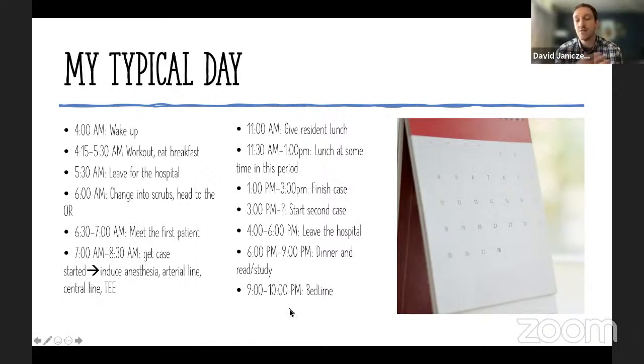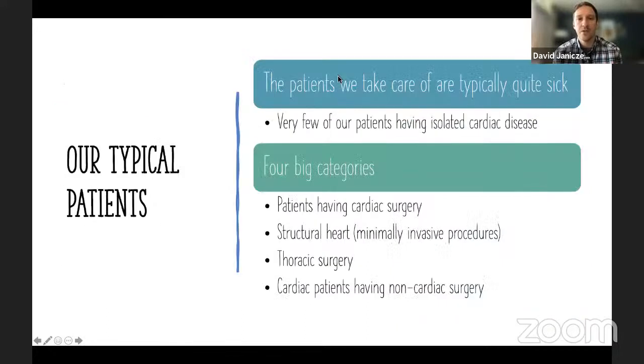So as you can see, this is a pretty busy day. And so it goes by very quickly. Some days are easier, some days are harder, but this is kind of the average day, I would say. So let's talk about my typical patients.